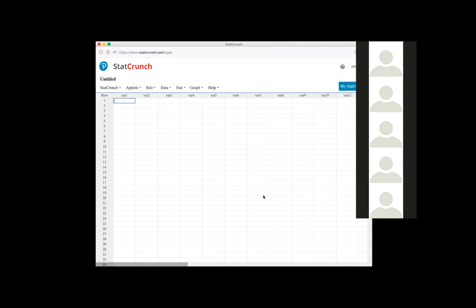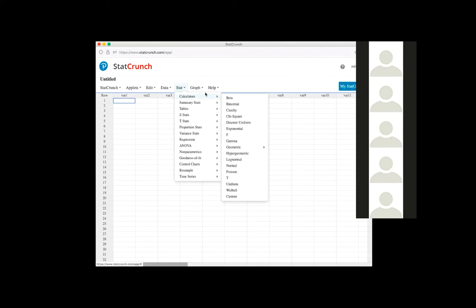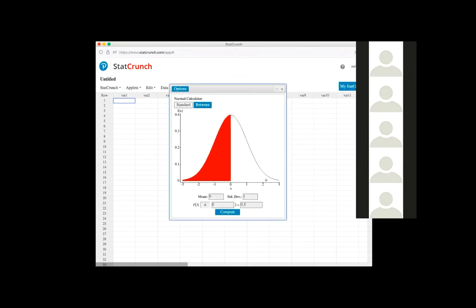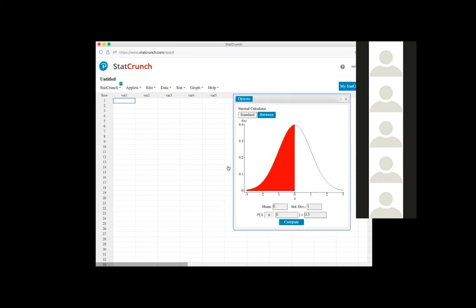For problems that involve the normal curve, you're going to go to Get More Help. You're going to pick StatCrunch. You're going to go under Stat, Calculators, Normal Calculator. And there's your normal calculator. You will notice that the default is 0 and 1. The default is the standard normal curve, which wants a z-score.